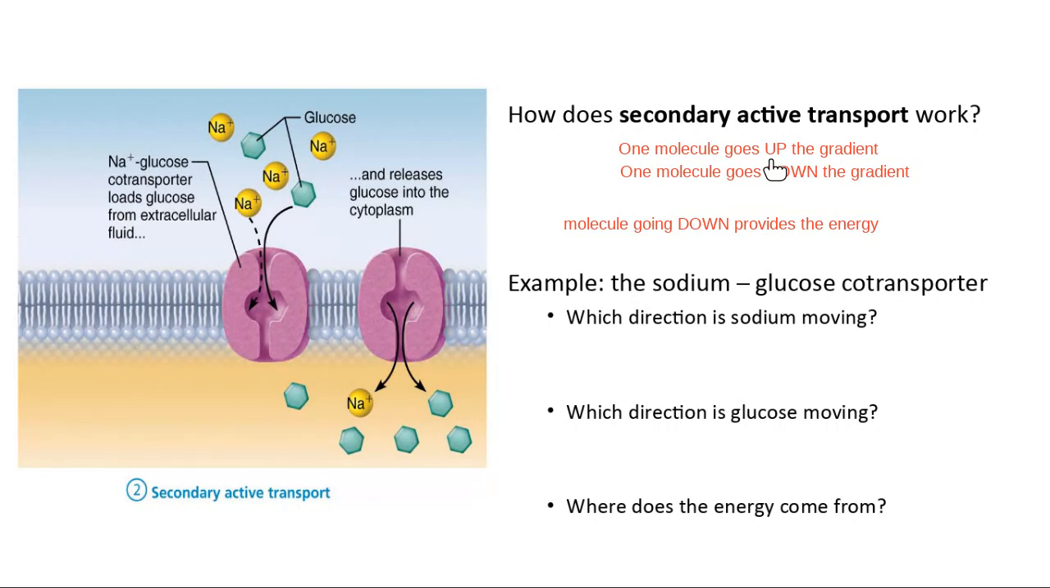Primary active transport and secondary active transport: the two ways I can move things up the hill, or up their concentration gradients.